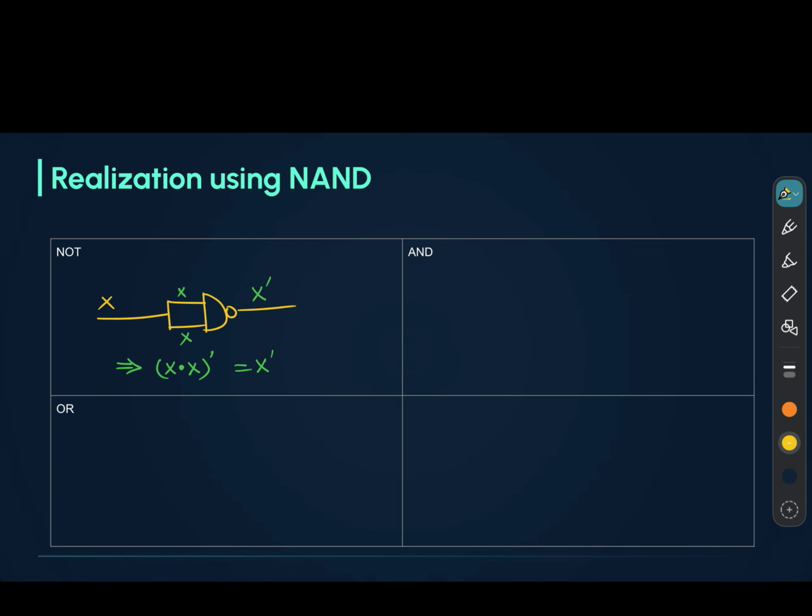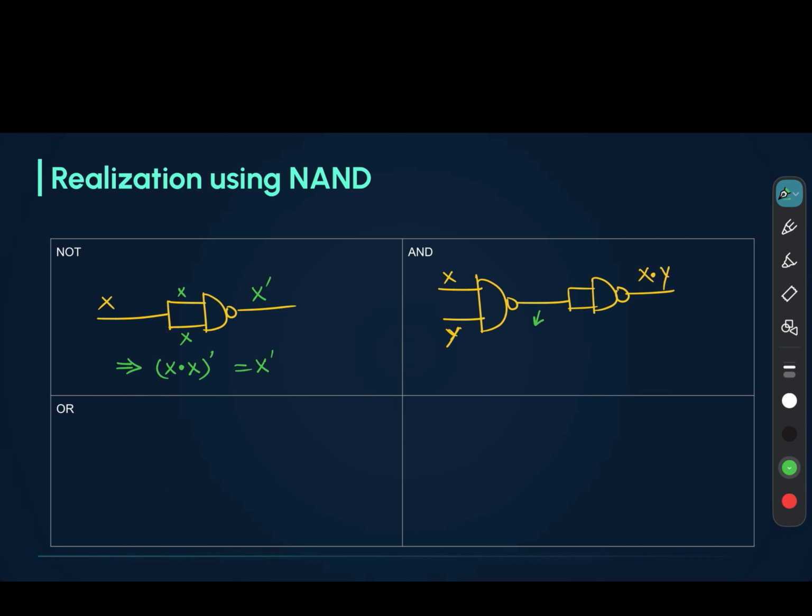For AND, it's very simple. First you have your two inputs, X and Y. You pass them through a NAND gate, and then you pass it like that, how you did the NOT gate. So what happens here is you get x dot y, right?